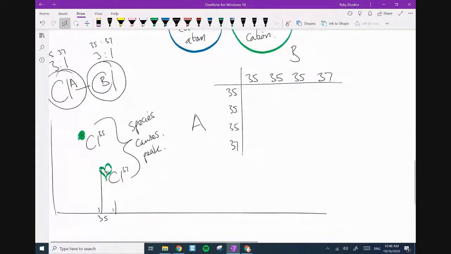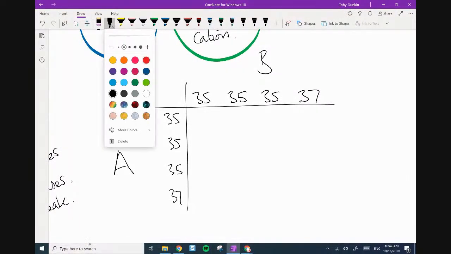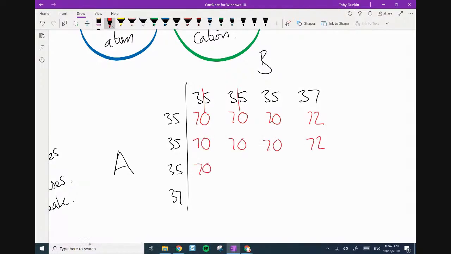Now what I can do is work out the ratios that these are going to exist in. This is where I switch to a different color. So this pair is going to produce 70, if you're wondering. 70, 70, 70, 72. Right, get rid of all those lines, now that you understand what I'm doing. Next, I've got 70, 70, 70, and 72. I have 70, 70, 70, 72. Then 72, 72, 72, and 74.